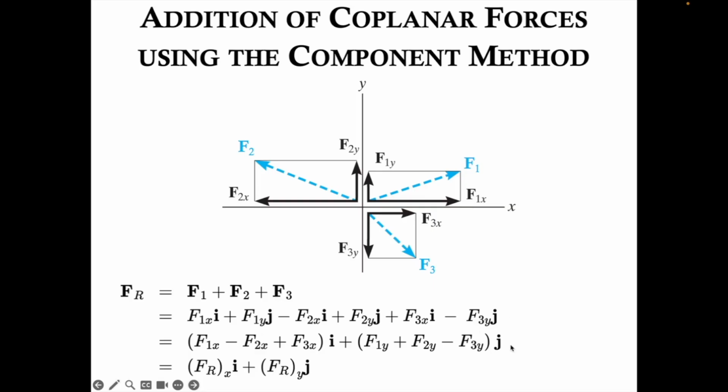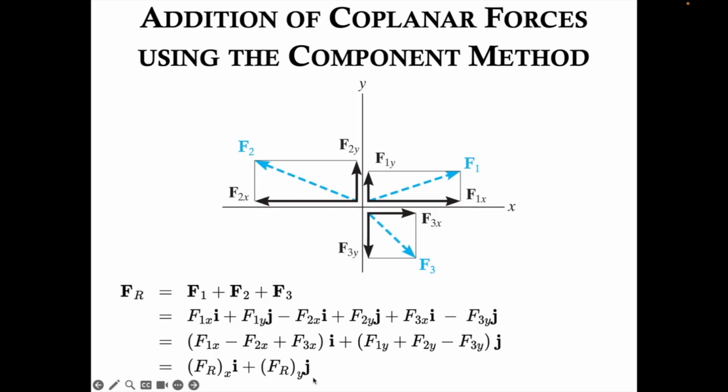Then to go to the next line, let's collect scalar coefficients that are in front of i hat only, and then collect scalar coefficients that are in front of j hat only. So we're taking those scalars, F1x minus F2x plus F3x, putting that in front of i hat. And similarly, we have the coefficient in front of j hat as F1y plus F2y minus F3y. That equals the resultant force vector itself, which can be expressed as F sub rx i hat plus F sub ry j hat.